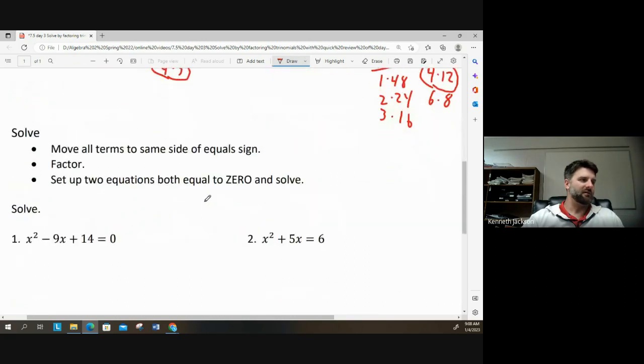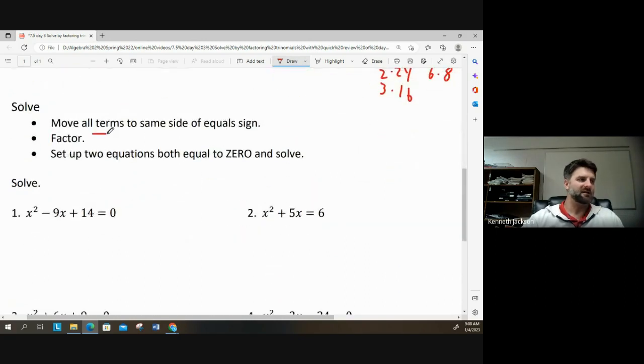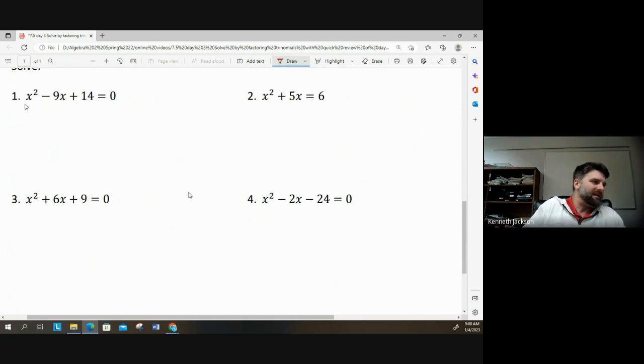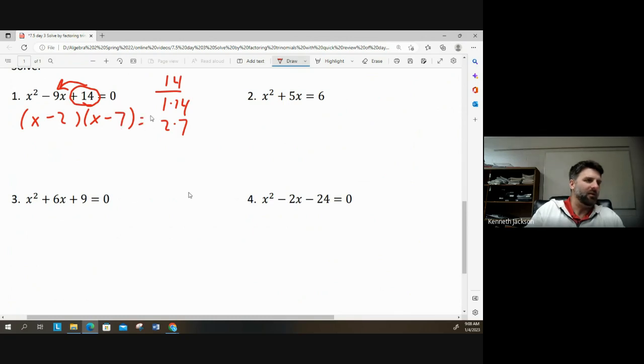Great. The solving portion. You've got to move all the terms to the same side, just like we did with the GCF. We get a factor, just like we reviewed. And then we set up two equations using the zero product property. For example, on number 1, x times x will get me x squared. I'm looking for numbers that multiply to 14 and add to 9. So numbers that multiply to 14: 1 times 14, 2 times 7. Minus 2 minus 7 equals 0, of course.